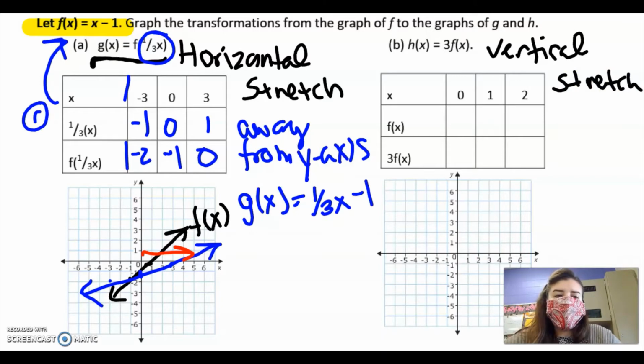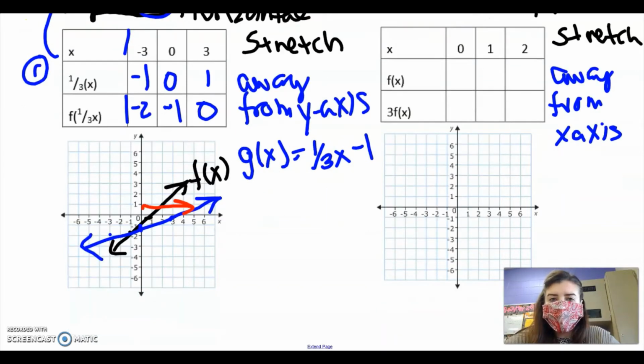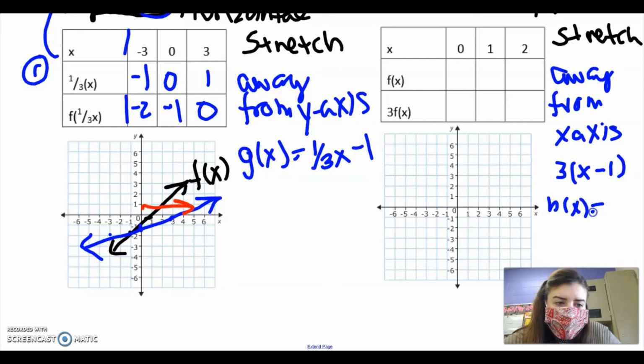And if it's going to be a stretch, it's going to be a stretch away from the x-axis. Okay, so there are two ways we can go about this. We can multiply 3 times our whole function. We can take 3, and our whole function is x minus 1. So now we have h of x, and that equals 3x minus 3.